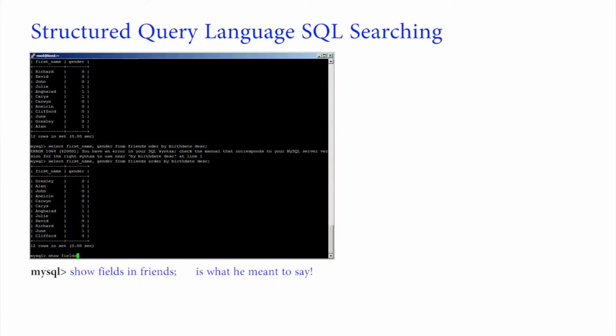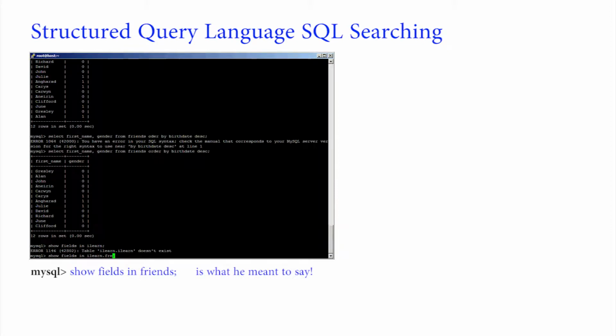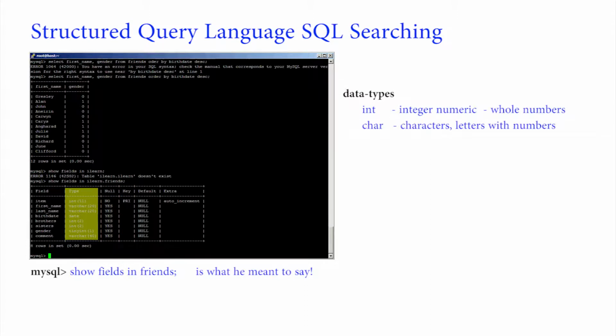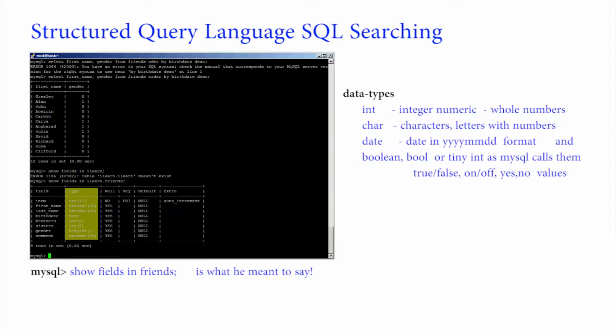Finally, let's look at search. To search effectively, we need to know a little more about the data types used in our table. We can do this by typing show fields in ilearn, please. This table is displayed. Don't worry too much about this table, as all will become clear in the next video where we create our first database. The important field here is type. The familiar data types of numeric, integer or whole number, characters, which is text, data, a date, and Boolean, which is here called tiny int.